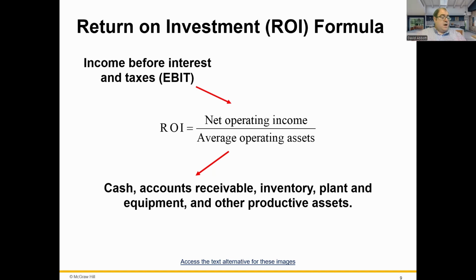Now, our net operating income is used in the numerator because the denominator only consists of operating assets. The operating asset base used in the formula is typically computed as an average of the assets between the beginning and the end of the year.